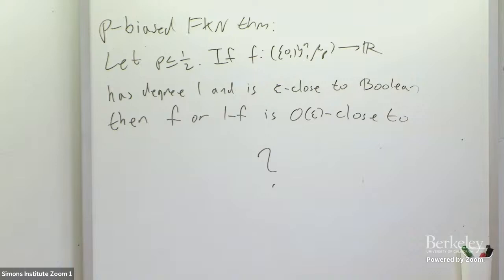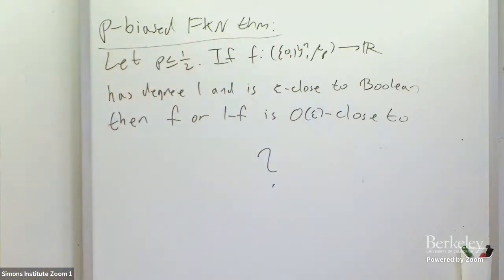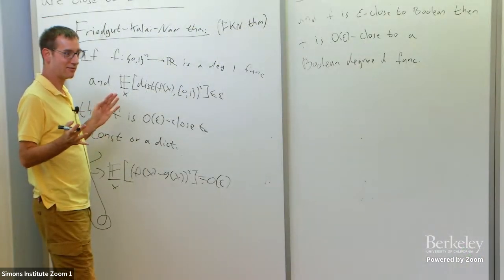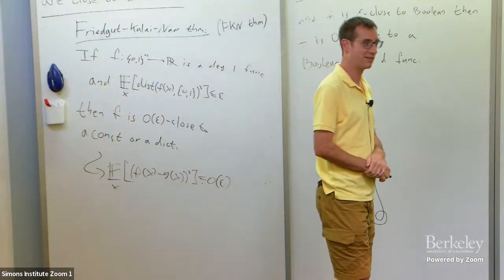Maybe the first guess would be that you have to be close to the same thing as here, to a constant or a dictator. And this is kind of true, but also kind of false. And we'll see in a moment in what sense it's true and in what sense it's less true.